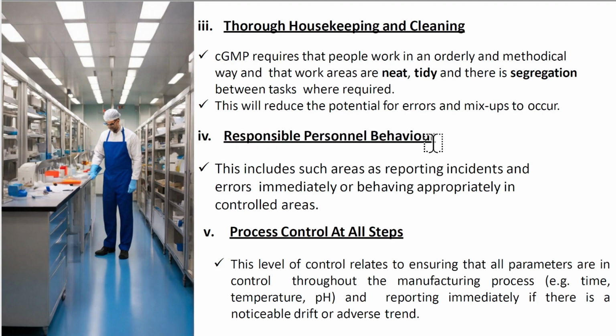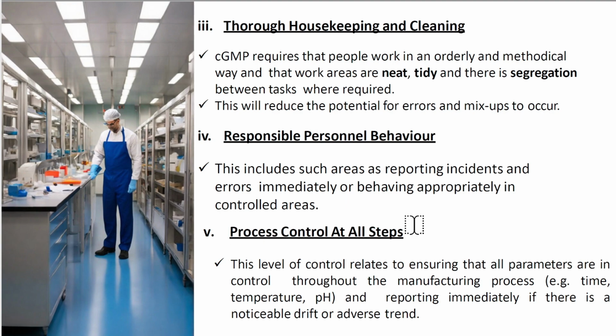Point number 4, as a key aspect of GMP, is responsible personal behavior. This includes areas such as reporting incidents and errors in the area immediately, or behaving appropriately in any controlled area. So this is the responsible personal behavior of the staff in the company.